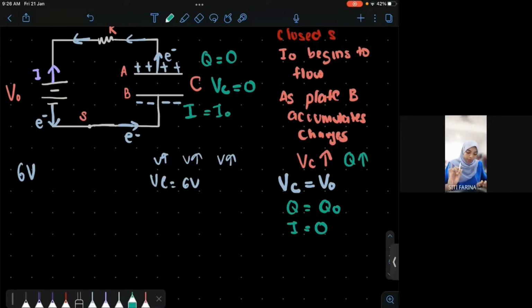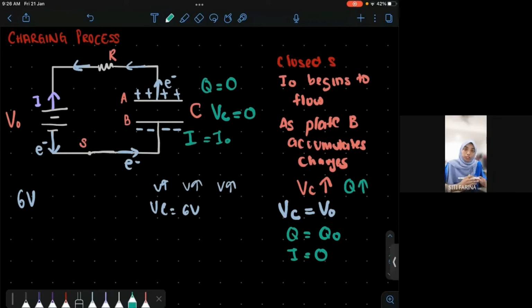Saya ulang proses charging kita, before you connect your power supply, sebelum kita switch on, tak ada current, tak ada power, tak ada potential, tak ada charge, semua tak ada. You switch on, current starts to flow. Current yang flow ini current flow with maximum current. So pada saat awak switch on, your I is equals to I0, I yang paling maksimum.